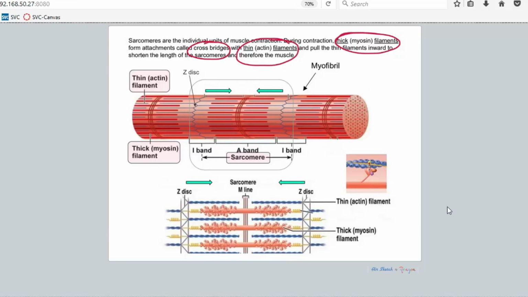Thick filaments form cross bridges with thin filaments. So here's a thick filament, and what this thick filament is doing is it's attaching itself to this thin filament. And when it does that, that forms something called a cross bridge. This is a cross bridge here.